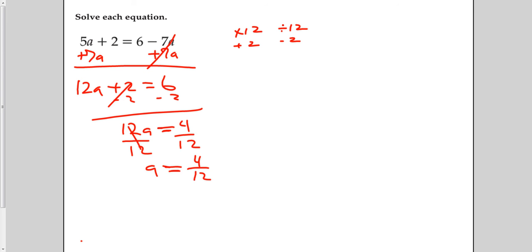Now that's a fraction that must be reduced. And what I end up with is 1/3. Again, I'm going to divide both the top and the bottom of the fraction by 4, giving me 1 on the top and 3 on the bottom. Okay, so a in this case is equal to 1/3.